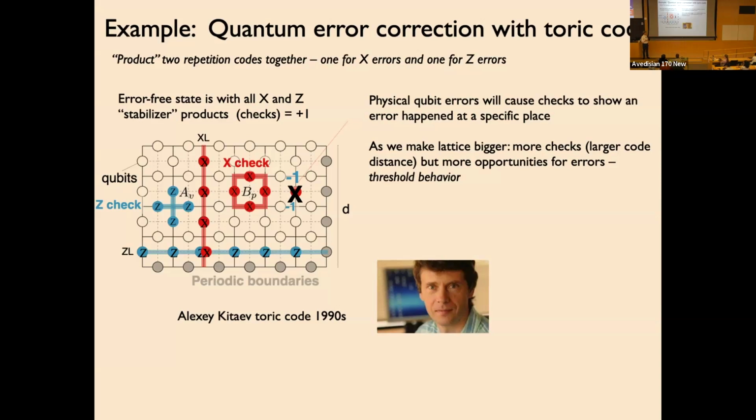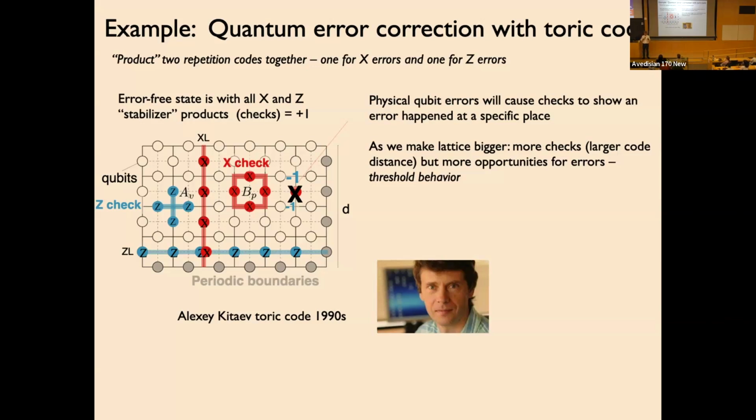So of course, the key question is, what if we make the lattice bigger? Does your qubit become more robust or less? Making the lattice bigger increases what's called the distance of the code. The distance is the linear dimension of the code. So it corresponds to how many bits you need to flip to go from one logical qubit to another. And as we make the lattice bigger, there are more opportunities for errors, but there are more checks.